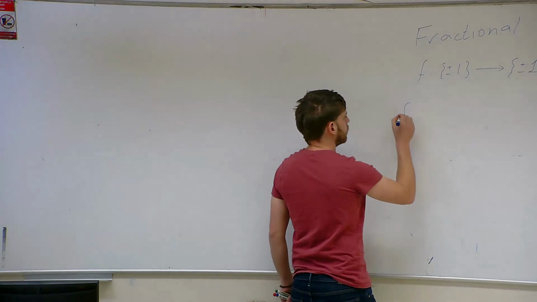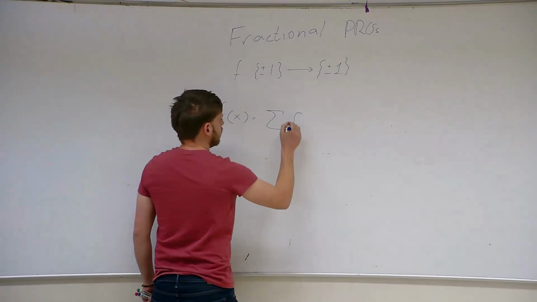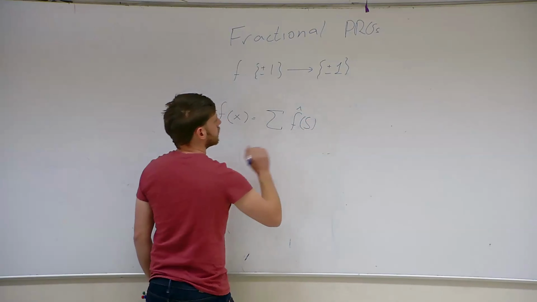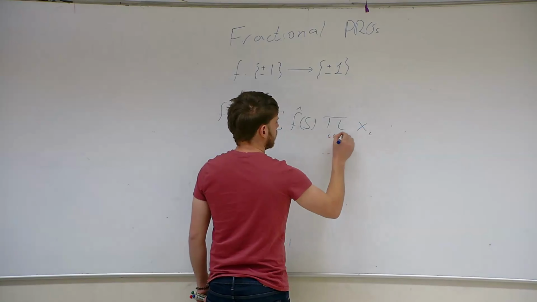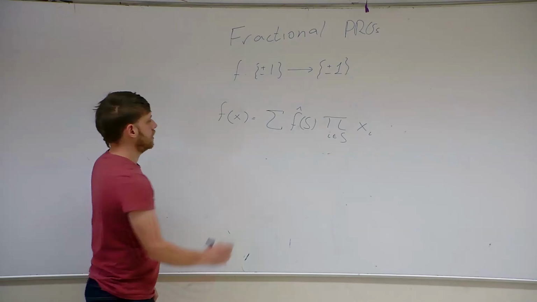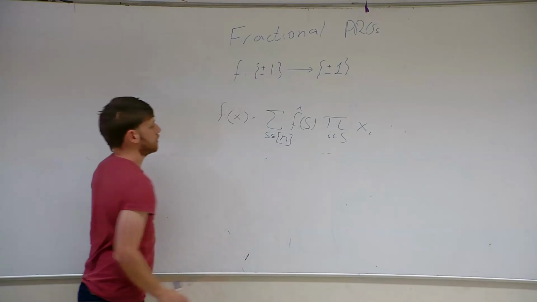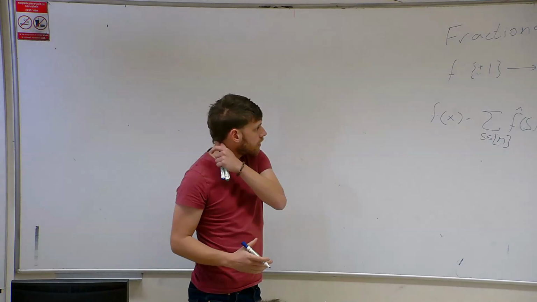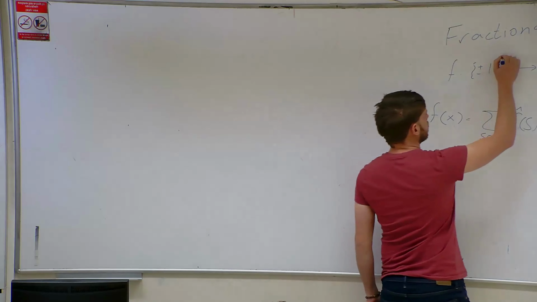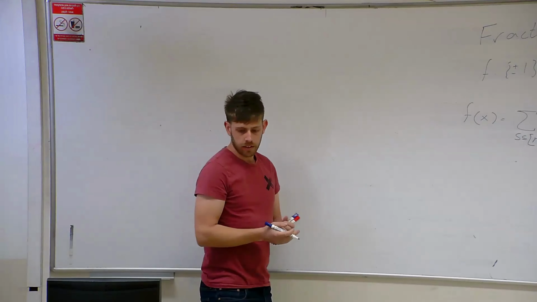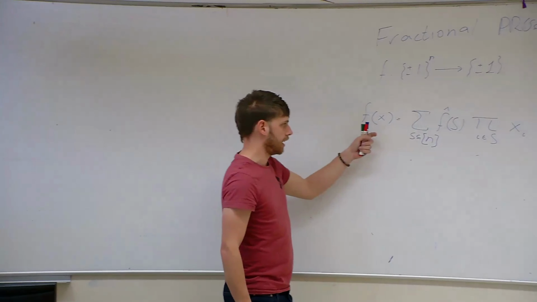We can write every function f of x as a sum over all subsets S of 1 to n, where x is in plus or minus 1 to the n. And this is called the multilinear extension of the function f.